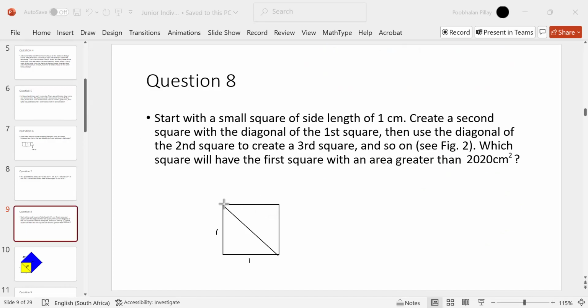Okay, so what happens is, sorry, I'm going to go into my questions here. So I create a new square on top of this diagonal, right? That's the second square. Now create a third square and use the diagonal of the second square to create the third square. So you create one more diagonal and create a third square on top of that, and so on.